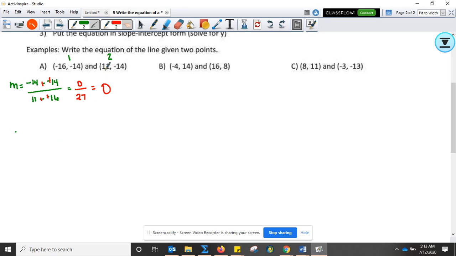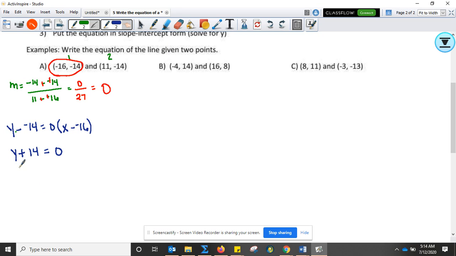Choose an ordered pair. I'm just going to choose this one. So I'm going to circle it. So I'm going to plug it into my equation. All right. So I have y minus negative 14 equals slope, which is 0, x minus negative 16. Okay, so I'm going to simplify this. Y plus 14 equals, and when we multiply 0 times anything, we're just going to be left with 0.